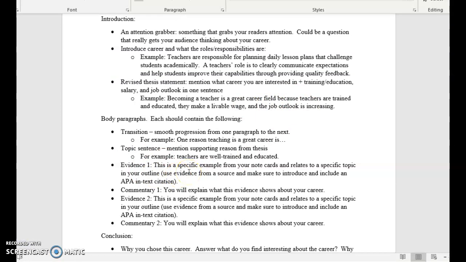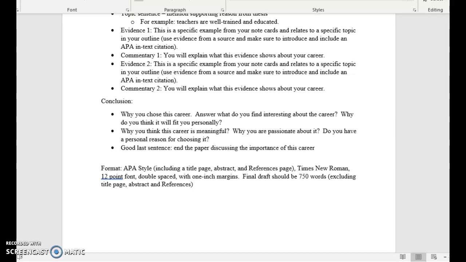All right, and I want to make sure that you're citing in correct APA format. So that's what you do for most of your body paragraphs. It's pretty much the same format, and then in the conclusion, you're going over why you chose this career, why you think the career is meaningful, and you have a good last sentence.